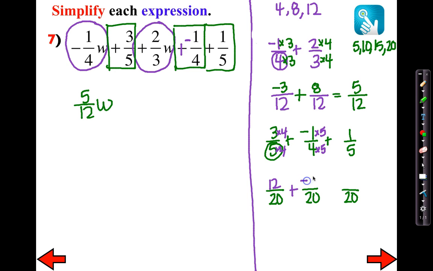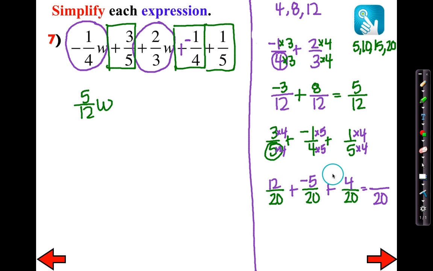So that's going to be a -5. Bring down the plus sign. Now is 5 a 20? The answer is no. So I'm going to multiply it by 4. 1 times 4 is 4. So now our denominator is going to remain a 20.